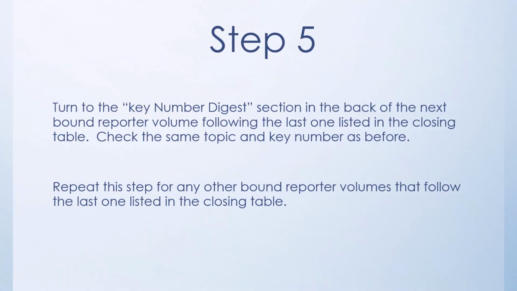Step 5. Turn to the Key Number Digest section in the back of the next bound reporter volume following the last one listed in the closing table. Check the same topic and key number as before. Repeat this step for any bound reporter volumes that followed the last one listed in the closing table.